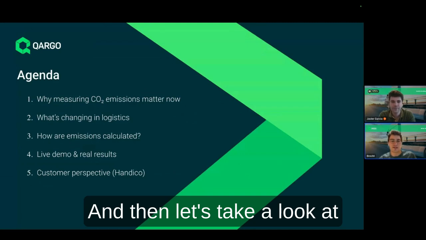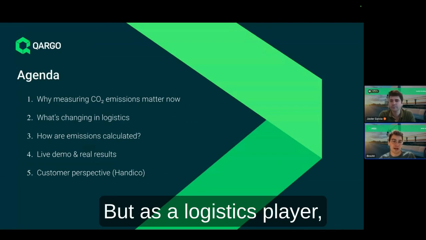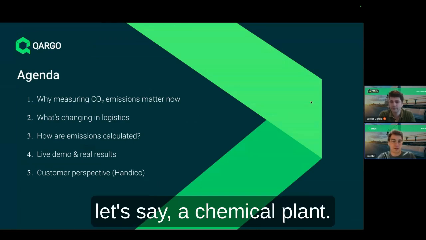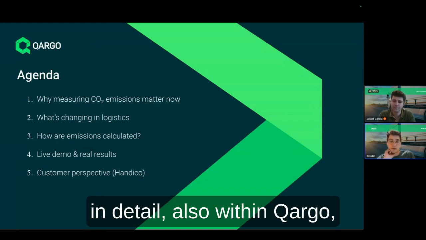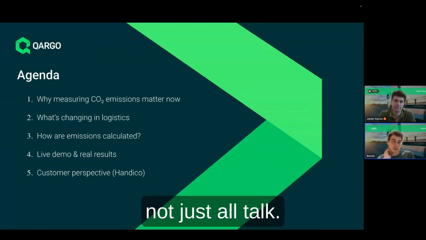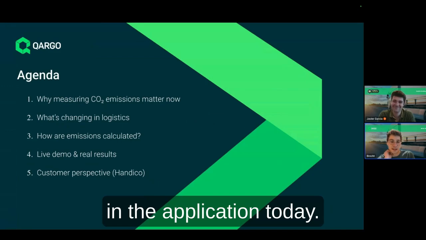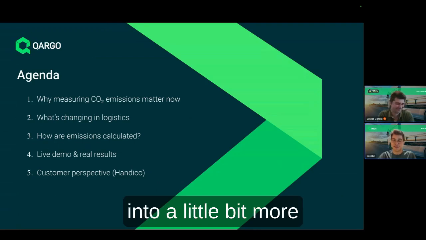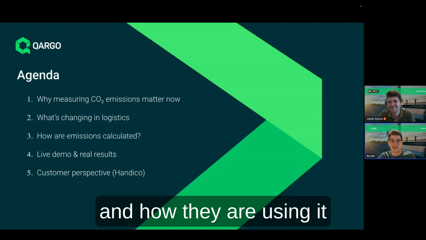And then let's take a look at what's specifically going to change for logistics, because it's relevant, of course, for all industries. But as a logistics player, it's a little bit different than when calculating the emissions for, let's say, a chemical plant. And then, of course, how those emissions are calculated in detail, also within Qargo, but also how you could calculate them on your own. And of course, it's not just all talk. We're going to show some stuff as well on how it's actually running in the application today. But then you don't really have to take my word for it, because Javier will also go into a little bit more detail on how they have implemented it at their site and how they are using it live day to day.